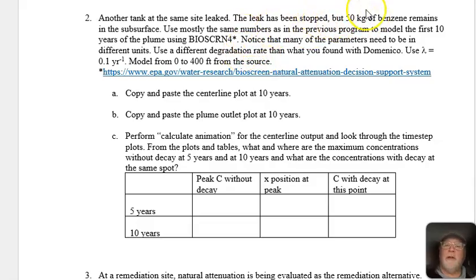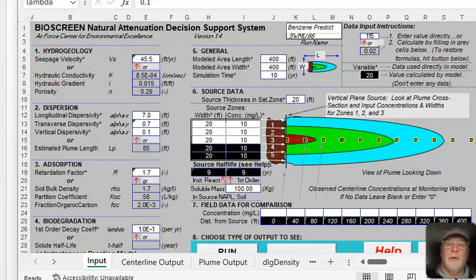You take the kilograms of benzene at the source rather than dimensions of it. And then I'm telling you to use this degradation rate constant. The last one we fit to it, but use this one. And then we're going to model from 0 to 400 feet from the source. So I'll bring up that, and you can see the information here. See if you can fill all that in.